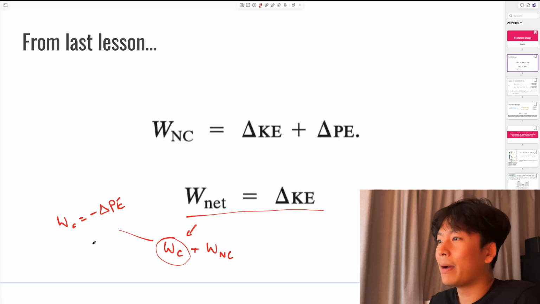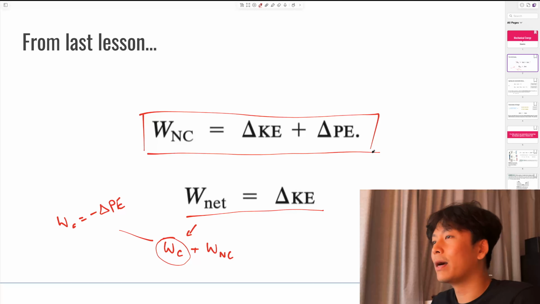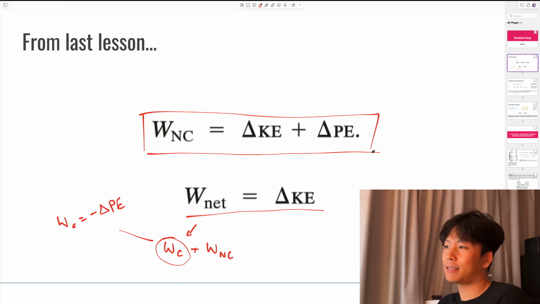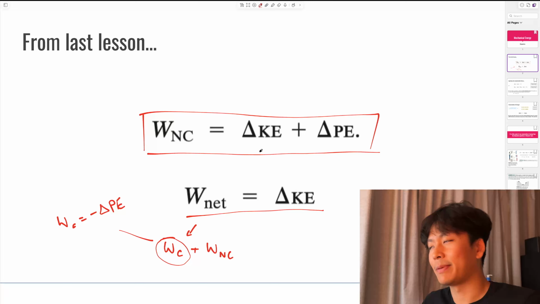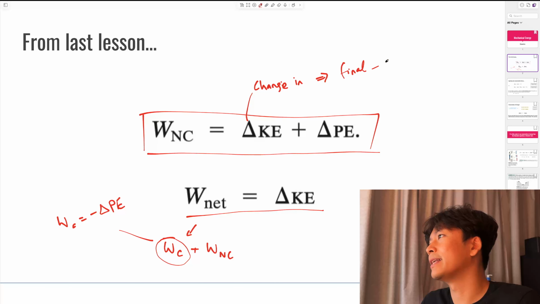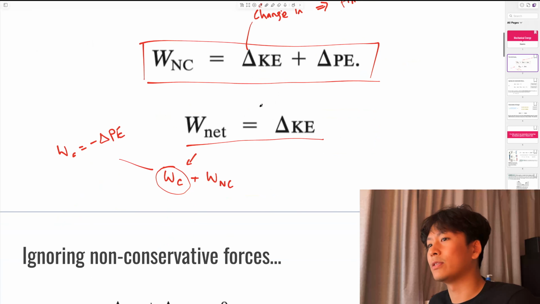And then we talked about how work done by conservative force is actually just the negative change in potential energy. Okay, and so by putting this all together, we end up with this equation here, that work done by non-conservative force is equal to change in kinetic energy plus change in potential energy, just by rearranging. Remember that delta means change in, and that's the same thing as final quantity minus initial quantity. And so we can expand that a little bit more, and that's what we will have a look at today.